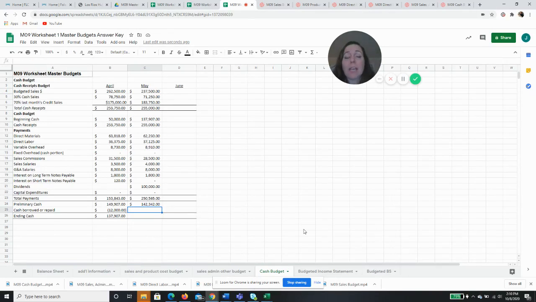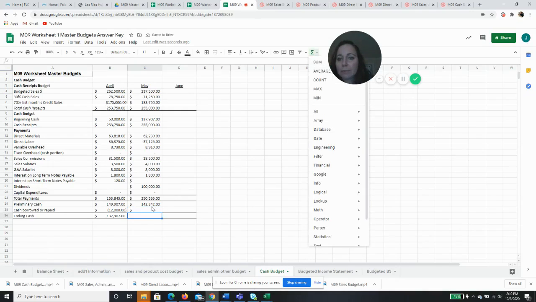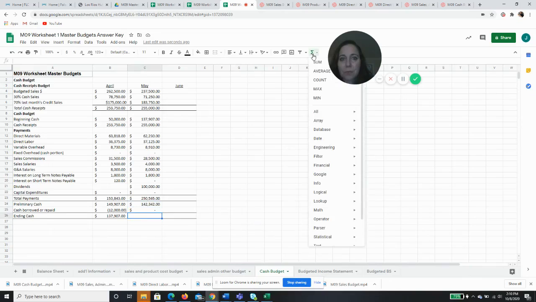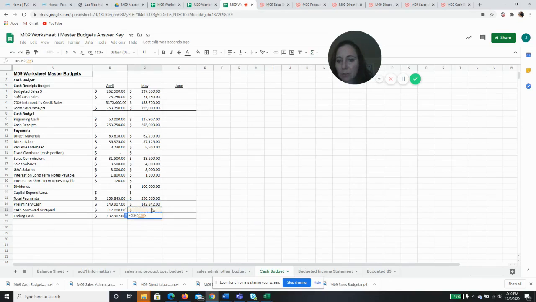Cash borrowed or repaid. We don't need to borrow cash because we're over our $50,000 limit, and we don't have an outstanding short-term note payable, so we have nothing to repay. So that will be zero, and our ending cash will be the same as our preliminary cash. This Google Sheet is really trying to give me trouble. $142,342. So that will be our cash budget for May. In the next video, I will do the cash budget for June, and I will see you there.